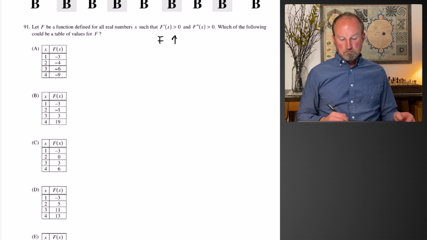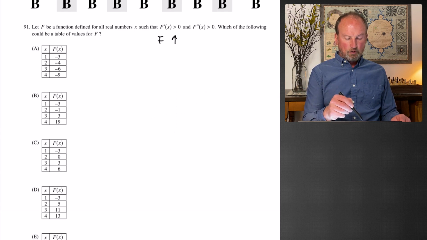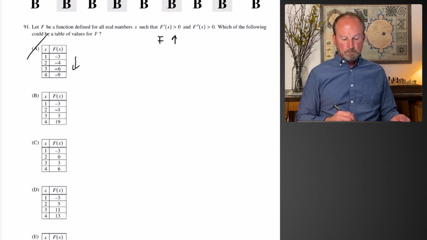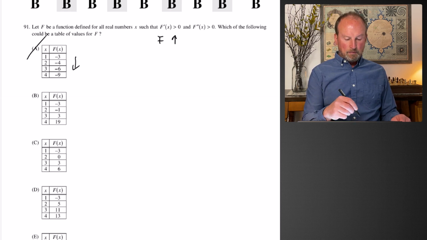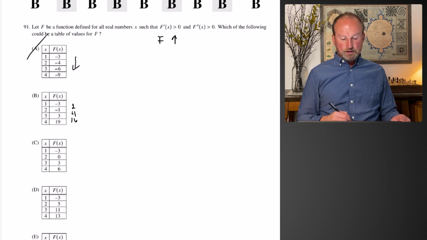It is increasing at an increasing rate. Okay, let's keep going. Question A. -3 to -4 to -6. It's decreasing. A's out. Letter B. From -3 to -1 is 2. From -1 to 3 is 4. From 3 to 19 is 16. It is increasing at an increasing rate. Letter B looks like the right option.